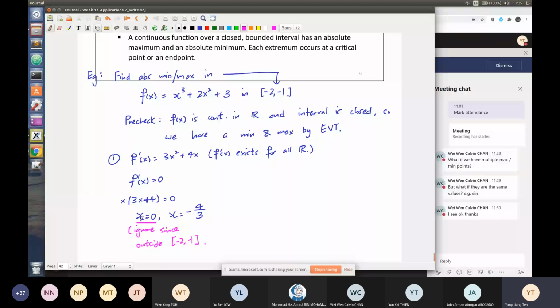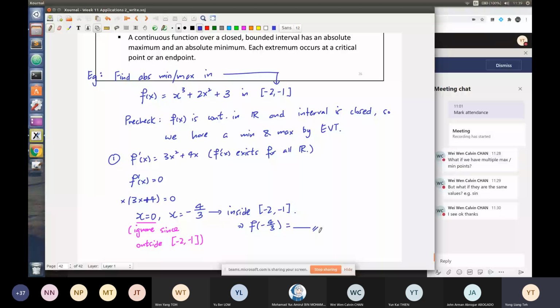Do not calculate the f value at x equals 0. That means do not put it as one of your candidates for comparison. You only do this one. This one is inside -2, -1, so calculate the function value: f at -4/3. Whatever this is, I don't care. That's the first part.